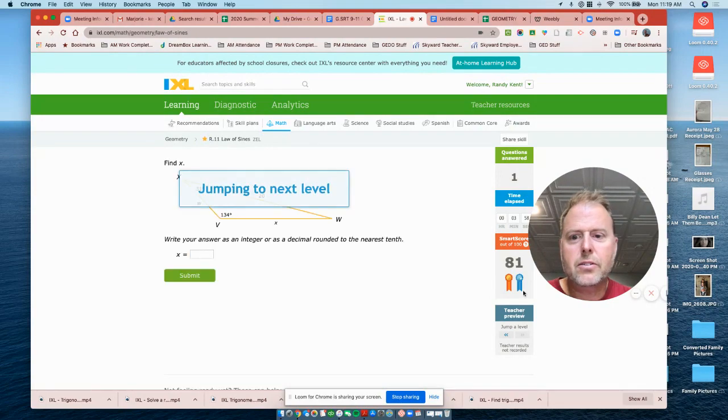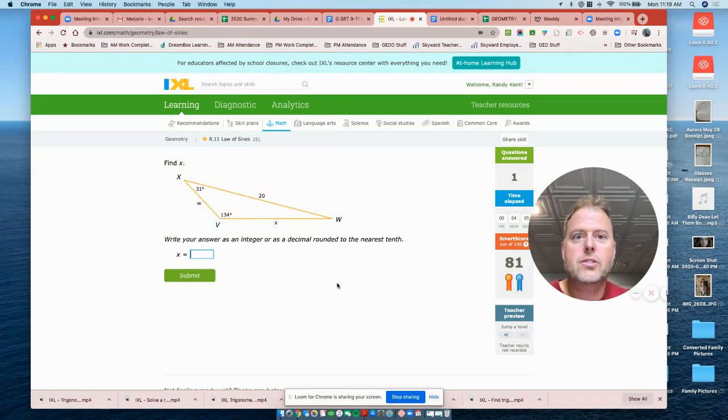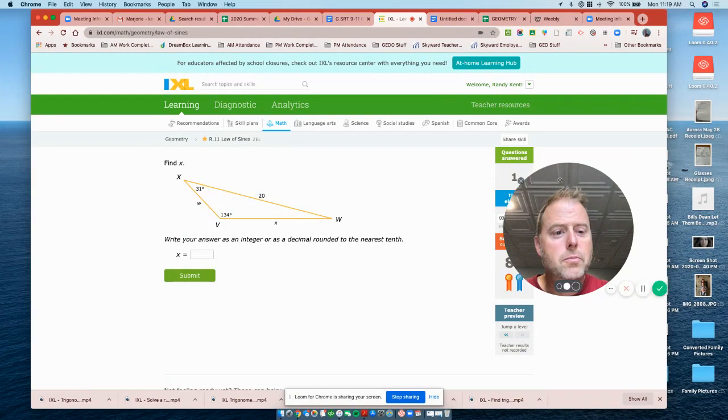Let's see if there are any other levels. It really doesn't seem to get any harder. It's just the same thing over and over again. So I'll probably just do a smart score of 50 on this one as well, because it's kind of repetitive as you go through the levels. So that should be it. Good luck.